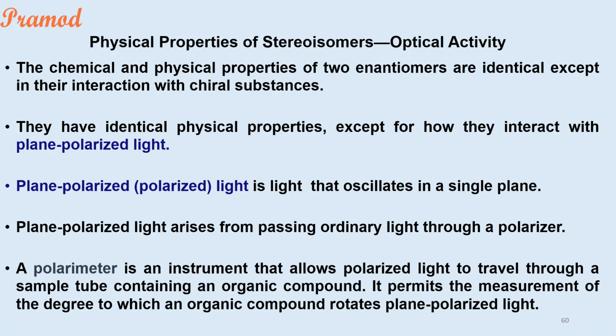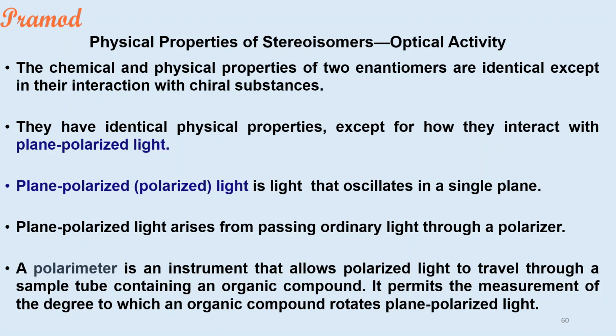All the rest of their physical and chemical properties are identical for the two enantiomers. They have identical physical properties except how they rotate plane polarized light. Very important. So the melting point, boiling point, everything is the same, but the only thing they differ in is how they interact with plane polarized light.